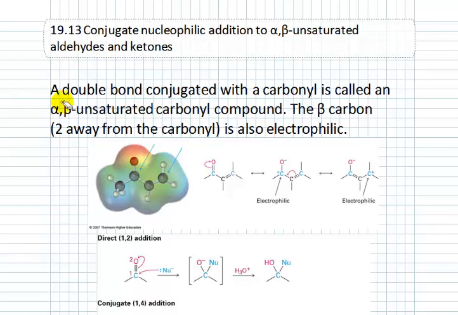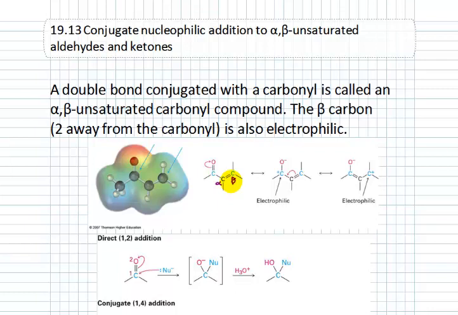If I have a double bond that's conjugated in with a carbonyl, that has some special reactivity to it. Nomenclature-wise, that's called an alpha-beta unsaturated compound. We've used that kind of nomenclature before. Alpha is next to, right? So if a compound is a carbonyl, the alpha carbon is the carbon next to the carbonyl carbon. Beta is beyond that. So it just goes by the Greek alphabet: alpha, beta, gamma, delta, epsilon, and so on.